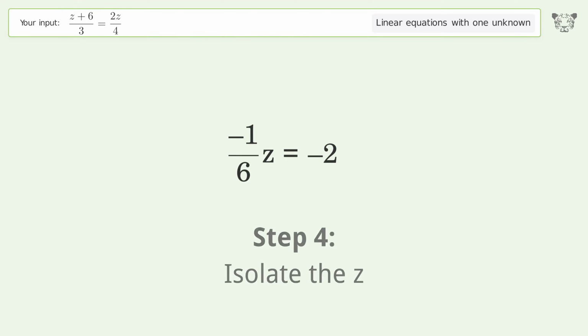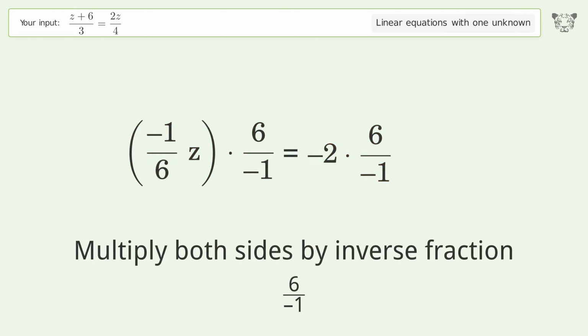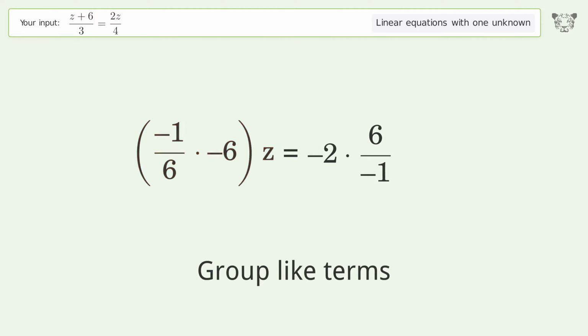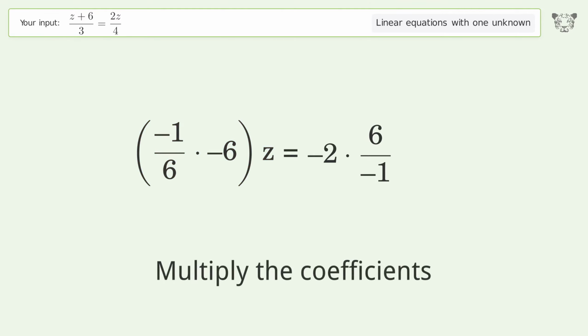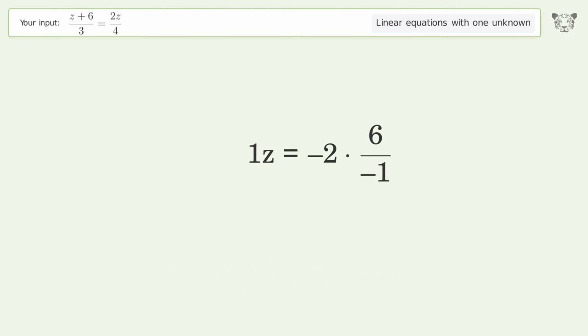Isolate the z. Multiply both sides by the inverse fraction, 6 over negative 1. Group like terms. Multiply the coefficients. Simplify the arithmetic. And so the final result is z equals 12.